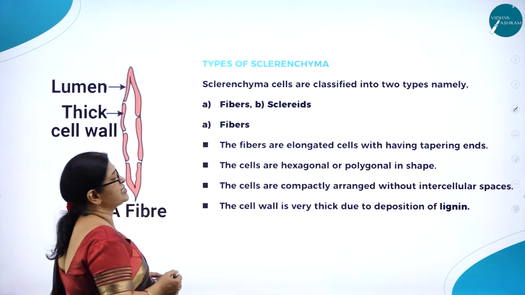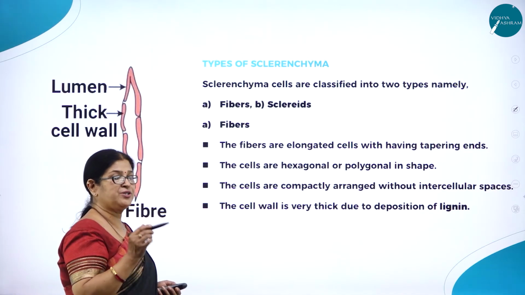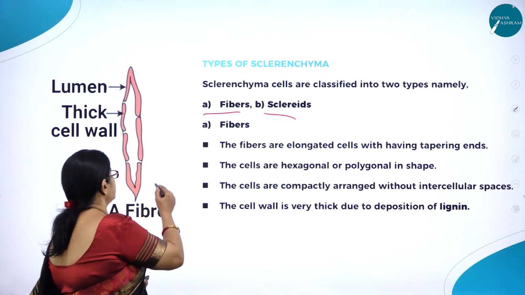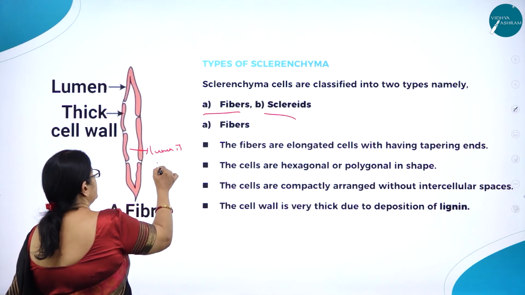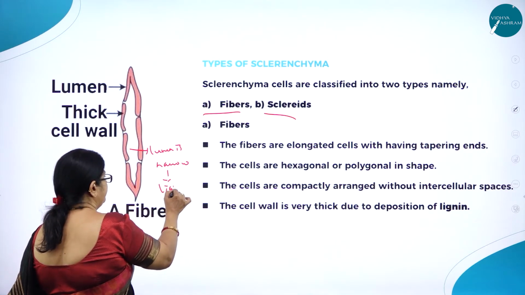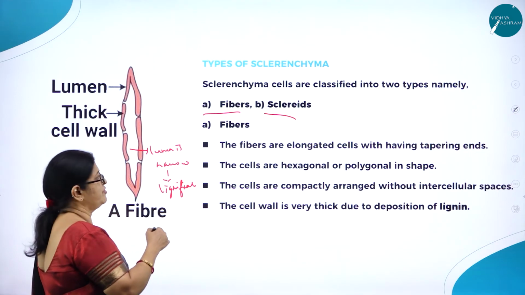So now let us understand the types of sclerenchyma. Sclerenchyma cells are broadly classified into two types, namely fibers and sclerids. Now this is a fiber. Here you can see the lumen. Lumen is narrow due to lignification. So you can see the structure of a fiber.